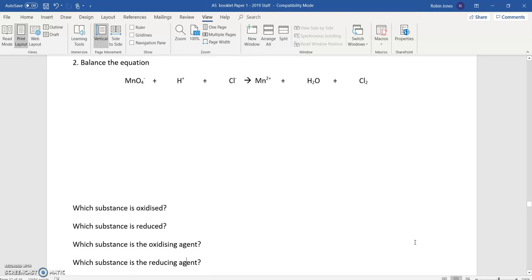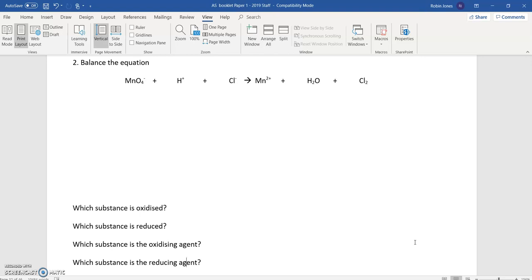MnO4 minus and H plus, Cl minus goes to Mn2 plus, H2O and Cl2. Let's have a look. MnO4 minus, what can it form? It can only form Mn2 plus. What else must it form? It must form water, otherwise there's nowhere for the O's to go to. It's made some H's in the H2O, so I'm going to need H plus on the left. So I'm going to have MnO4 minus and H plus going to Mn2 plus and H2O. I'll need to balance the atoms and then put some electrons in.